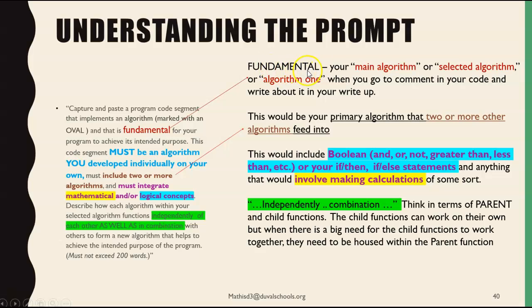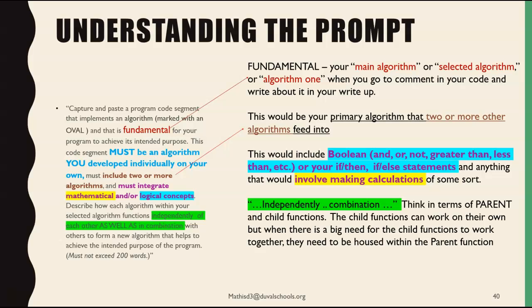So in your write-up, you're going to say my fundamental program or my main algorithm, my selected algorithm, algorithm number 1 that I'm concentrating on, and then you're going to comment in your code and in your write-up what that is. So in your code, just put main algorithm, parent algorithm, child algorithm, something along those lines that really explains and draws attention to it. Then moving on, this code must be an algorithm that you developed individually on your own. Okay, that goes without saying.